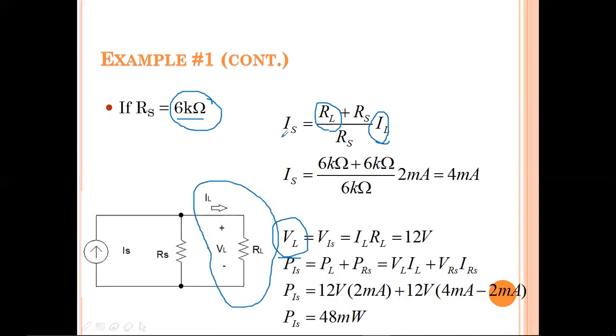So for finding IS, same. Already these are the known values, and this is the only unknown value. You should substitute these known values, RL plus RS. After substituting, you will get 4 milliamps. So here the current again increases to 4.